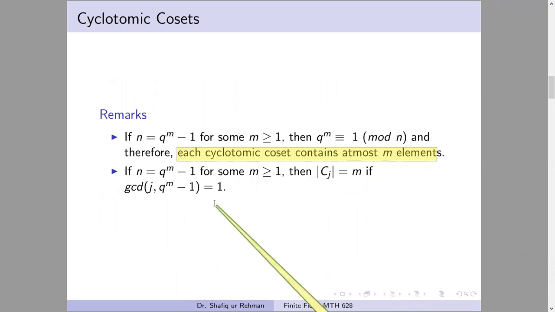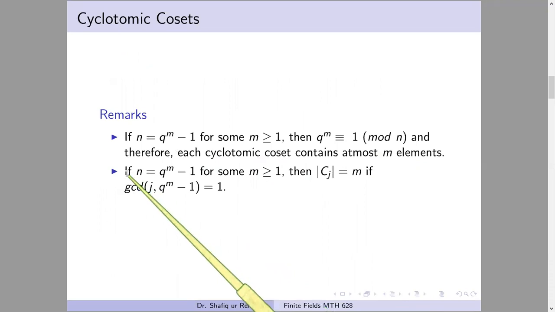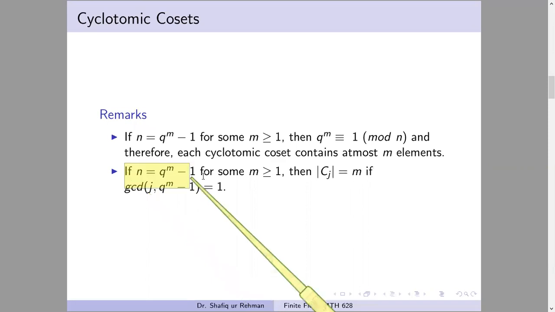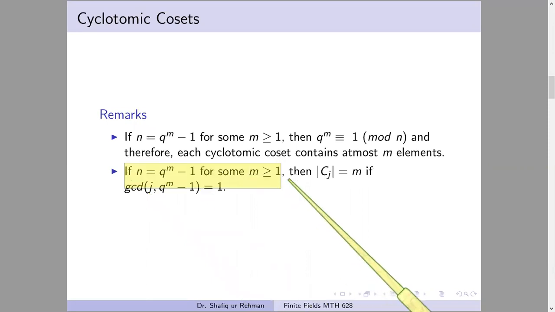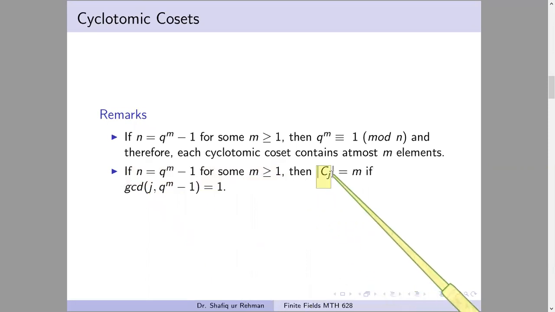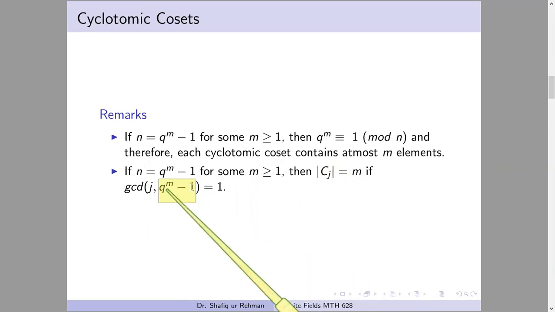Also, because Zn is a cyclic group, by using some properties of the order of elements in a cyclic group, we can observe that if n equals q power m minus 1 for some m, then the cardinality of this cyclotomic coset will be equal to m if this number j is relatively prime with q power m minus 1.